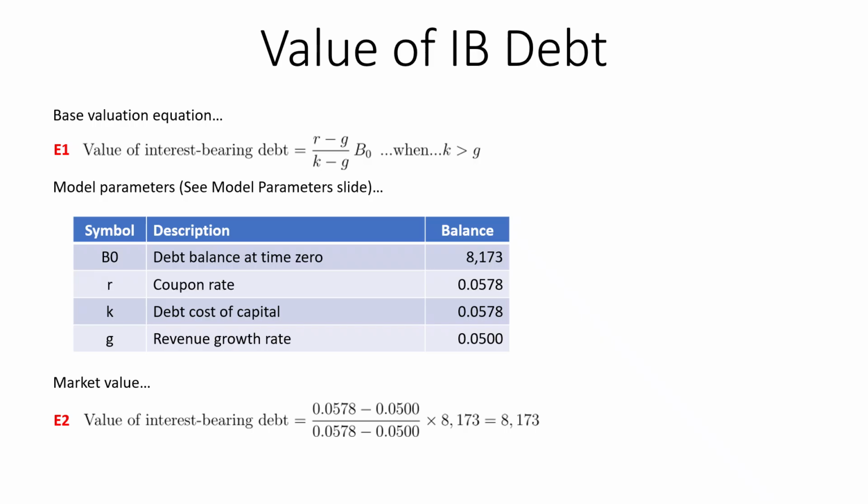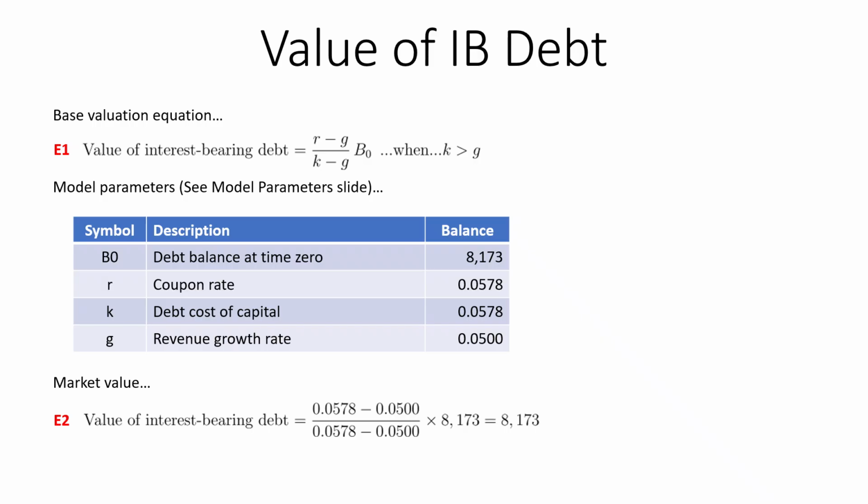because to actually determine what the coupon rate is going to be would be very, very different, given that debt is going to be split up between short-term debt, long-term debt, and commercial paper, and it's just too difficult to calculate the actual coupon. So we're going to assume that the coupon rate equals the debt cost of capital, and that's not going to make a huge difference on our valuation. So the coupon rate is 578, and the debt cost of capital is also 578, and our revenue growth rate is 5%. And the market value of that IB debt is going to be equation E2.